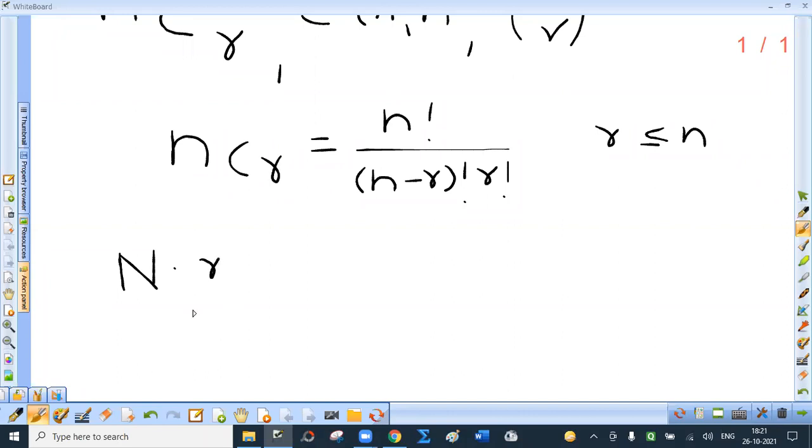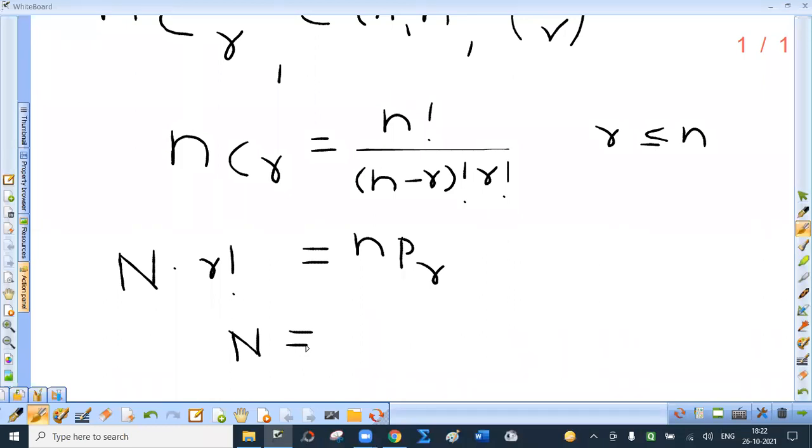So for each selection, r factorial arrangements are possible. So for n selections, how many arrangements are possible? N into r factorial. But note that in this process, we have arranged n things taken r at a time. So that is nPr. Therefore, n into r factorial is nPr. But we need to find n. What does capital N stand for? Total number of selections. That is the total number of combinations.